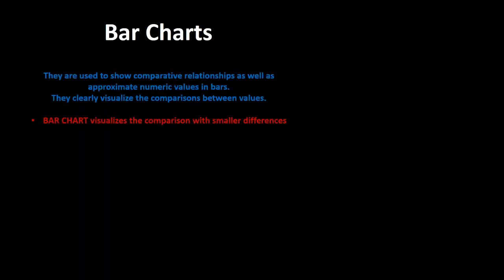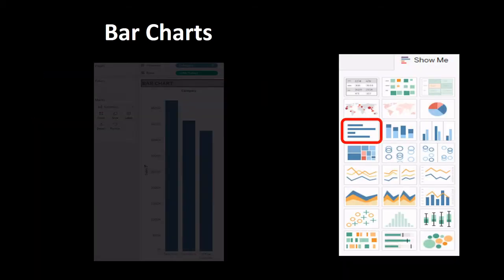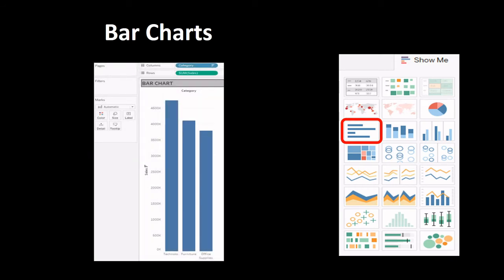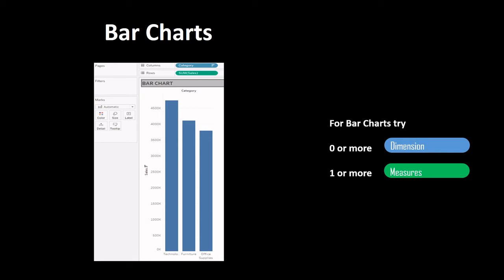Next, we have bar charts. Bar charts are used to show comparative relationships as well as approximate numeric values in bars. They clearly visualize the comparison between the values. Bar charts are mostly used when we need to compare values with smaller differences. As you can see, a bar chart can be horizontal or vertical too. For creating bar charts, 0 or more dimensions and one or more measures are required.